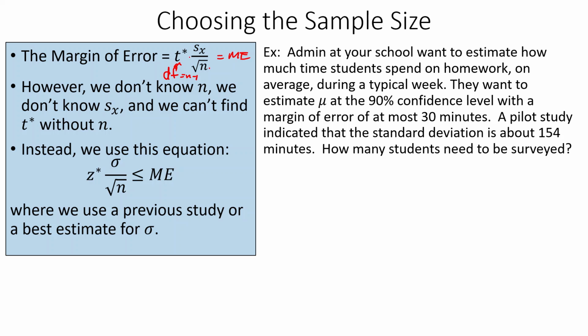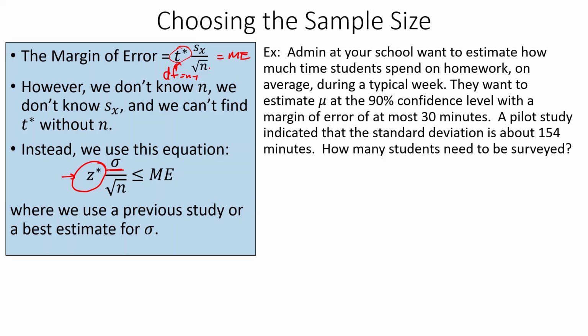That means we wouldn't be able to solve for N because we wouldn't be able to get this T star here. So what we do is, well, we kind of fudge it. All right, we cheat a little bit. So instead of using the T star, we use Z star. We go back to Z star because that does not depend on N.